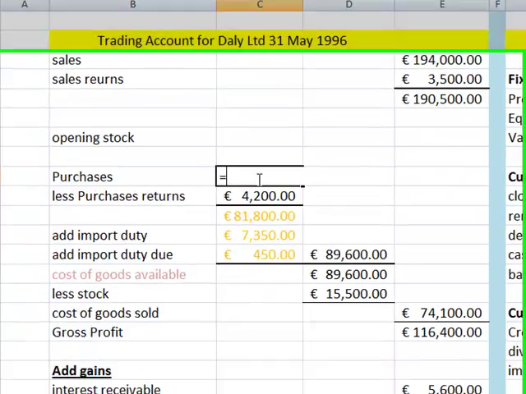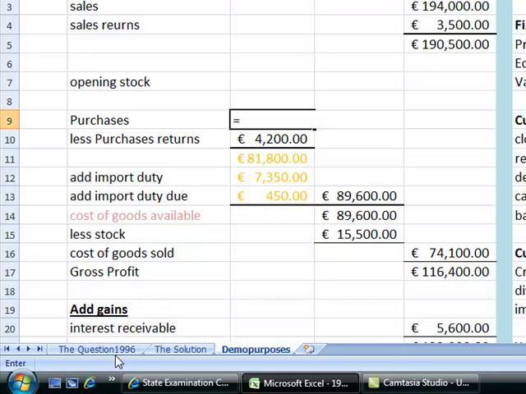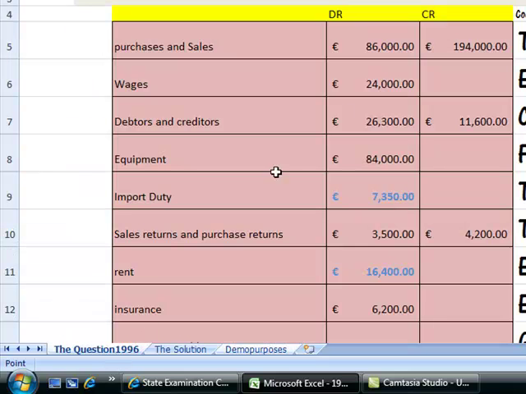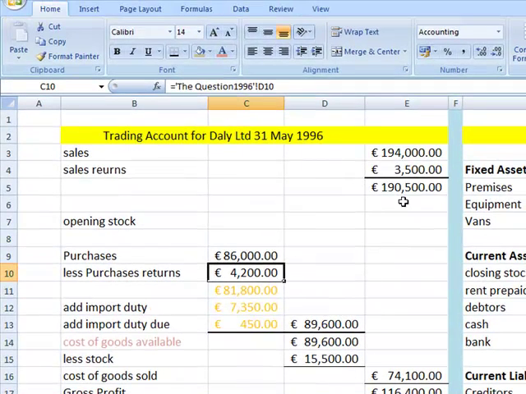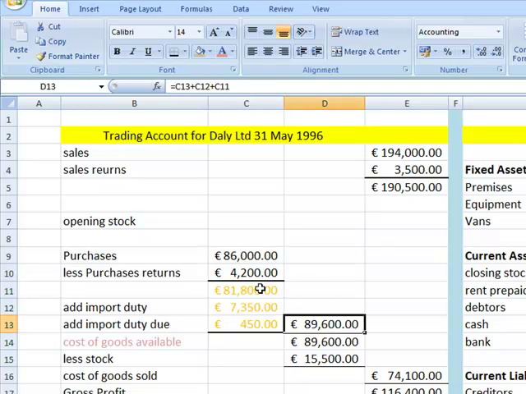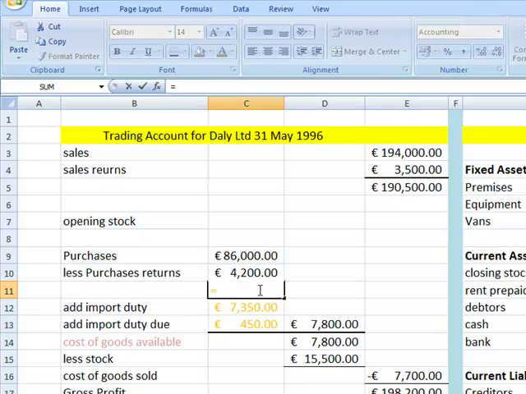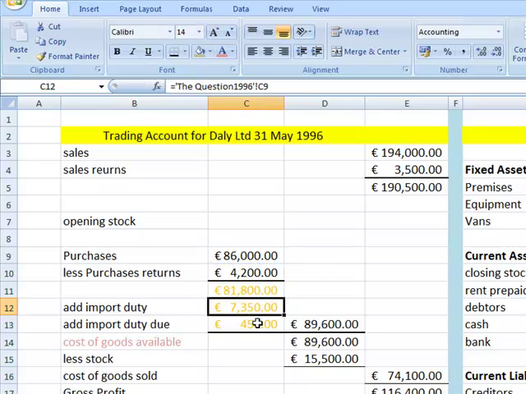Again, I press equals. I just want to show you this. Click on my question tab, go to my purchases figure, and we just keep continuing like that. I've got 2 minutes left. Again, I've got no figure here. I want to subtract 4,200 from 86,000. So I'm assuming some knowledge of accounts as we go there.